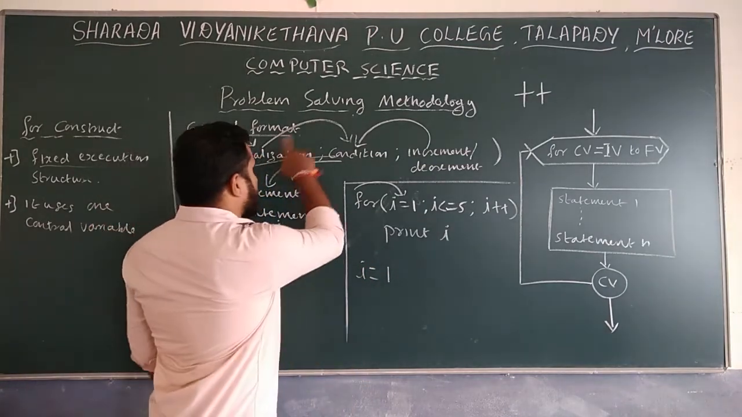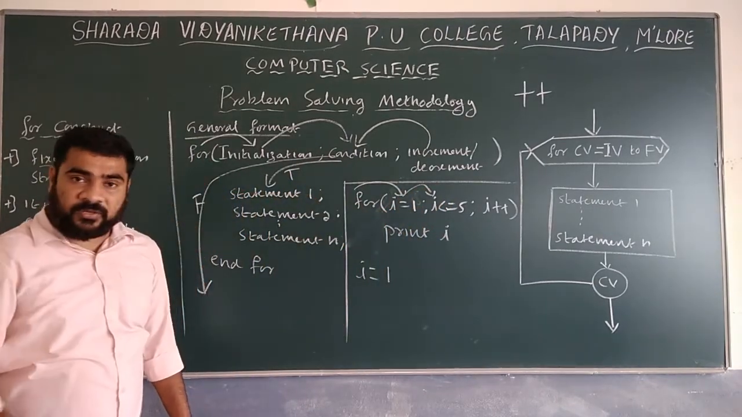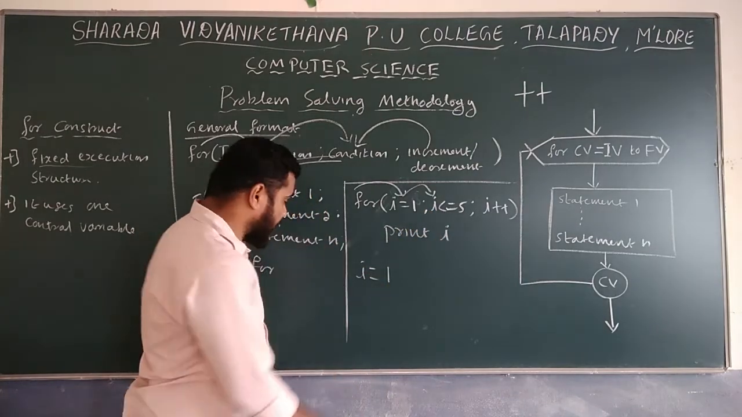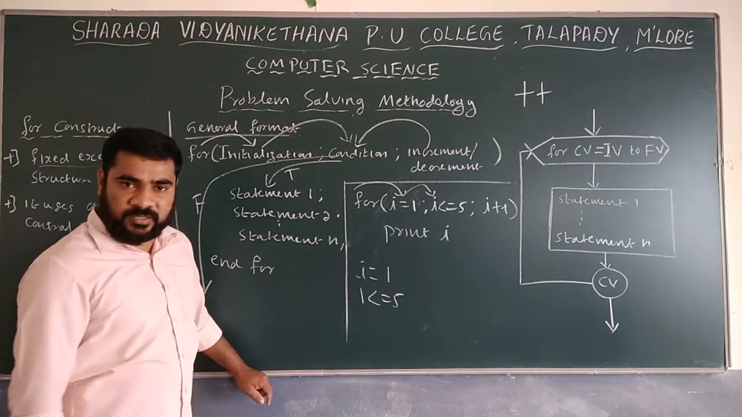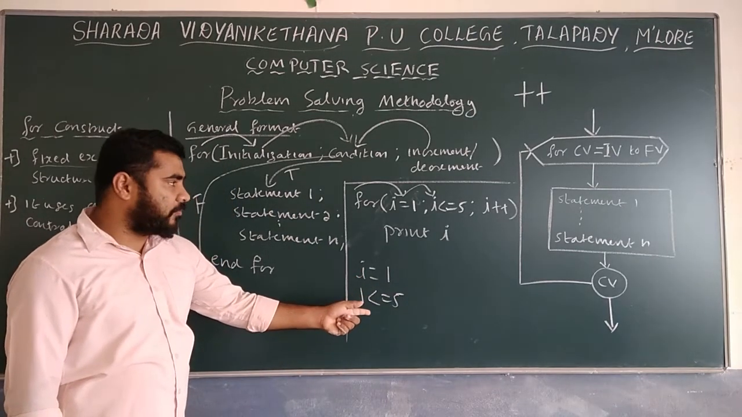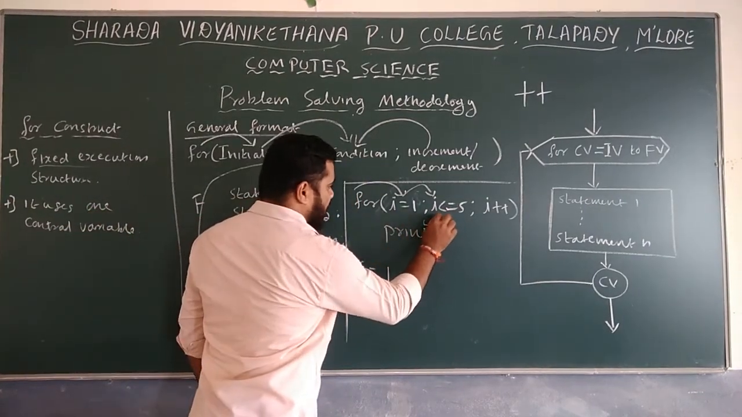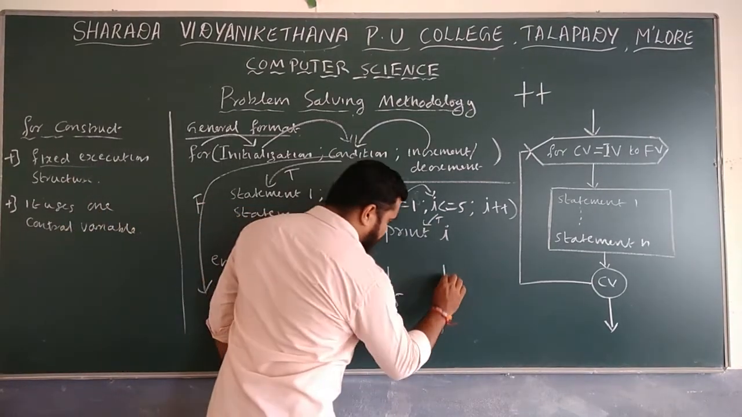Next, what is the next step? Control is going to test the condition. I less than or equal to 5. I means 1, less than or equal to 5. Is the condition true or false? Correct, 1 is less than 5, which means the condition is true. If the condition is true, execute the statement. Print I. What is the value of I? 1 is going to print.